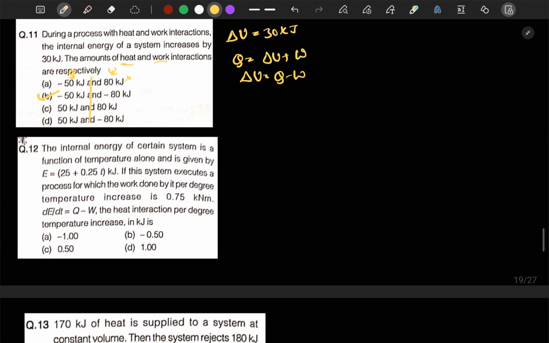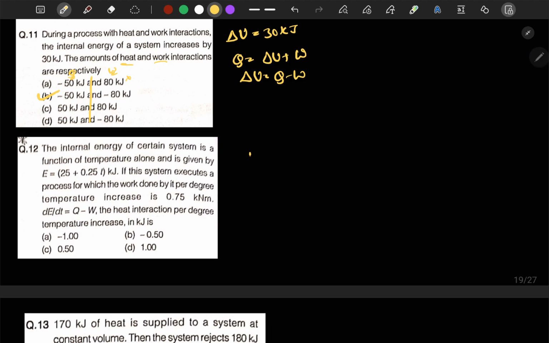Now next question. The internal energy of a certain system is a function of temperature alone and is given by U is equal to this. Okay, the system executes a process for which the work done by it per degree temperature increase is this. dU by dT is equal to Q dot minus W dot, the heat rejection per degree temperature.